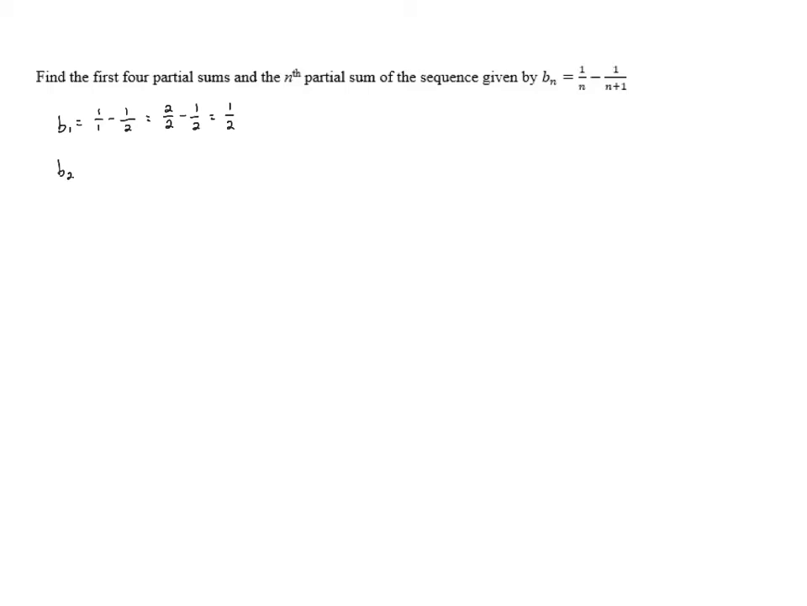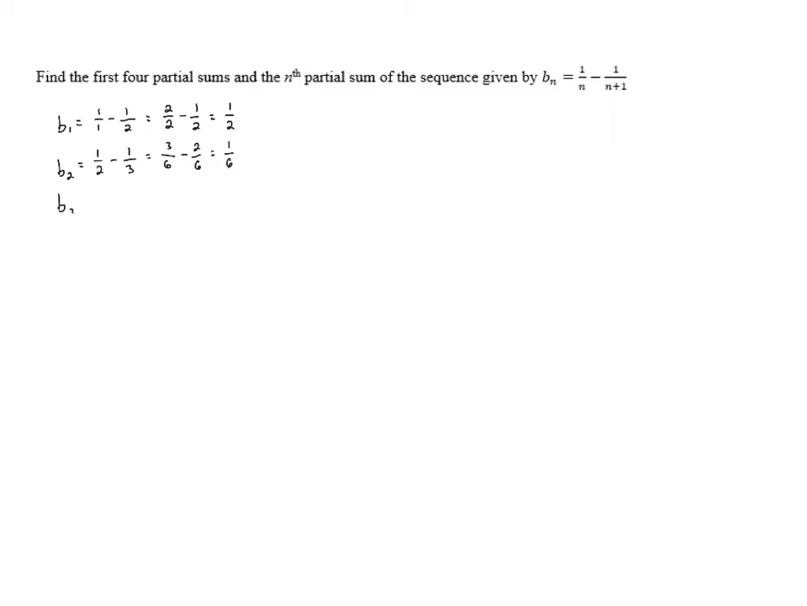Let's take a look at the second term. In this case, this will be 1 over 2 minus 1 over 2 plus 1, or 3. And again, we would need a common denominator if we wanted to figure out what this is equal to. In this case, it's 6. It's going to be 3/6 minus 2/6, which gives us 1/6.